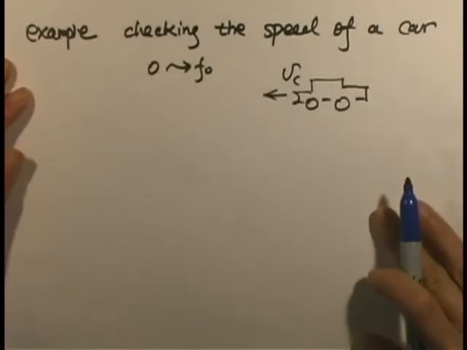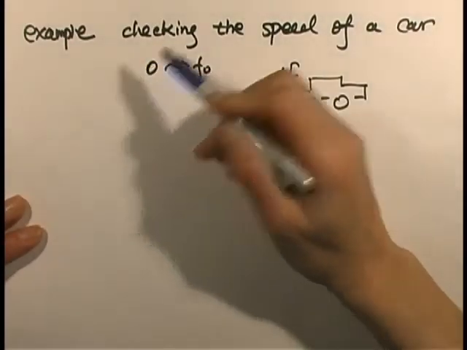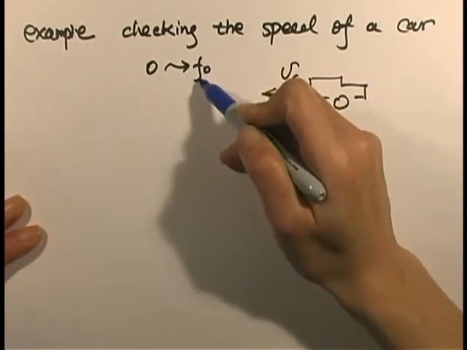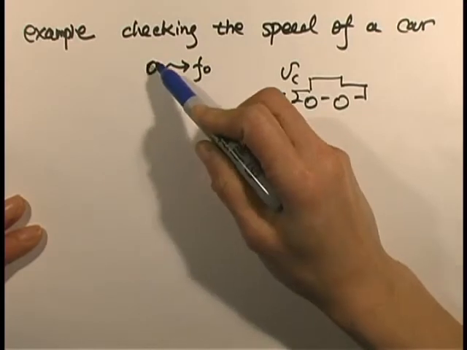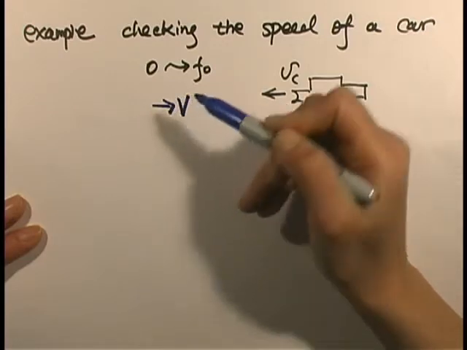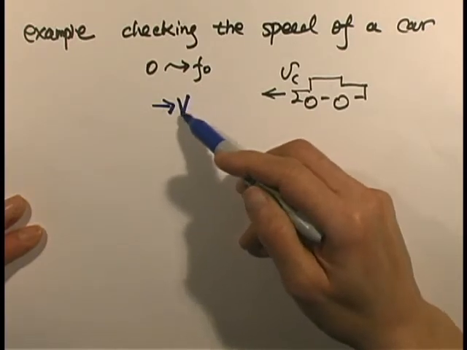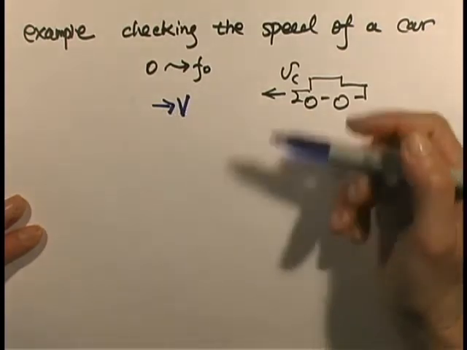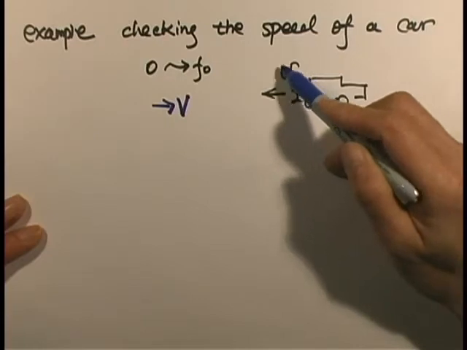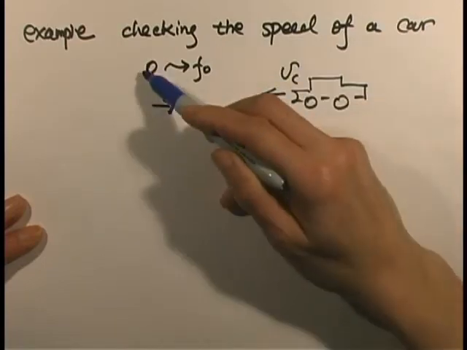Let's look at an example of checking the speed of a car. Assume this is the observer, a place with a radar gun. The police send out a signal of frequency f of o, traveling at the speed of electromagnetic waves, but anyway, this v means the speed of the wave. Now there's a car traveling towards the observer with v of c, meaning v car. What frequency will be received by this observer?